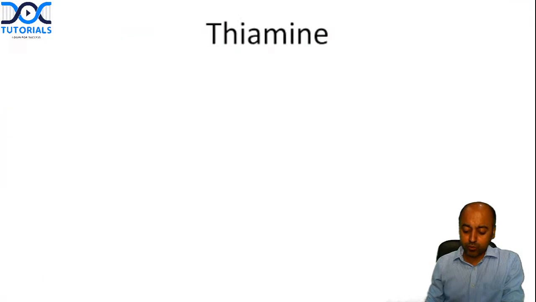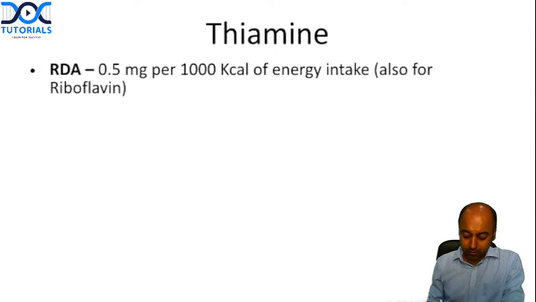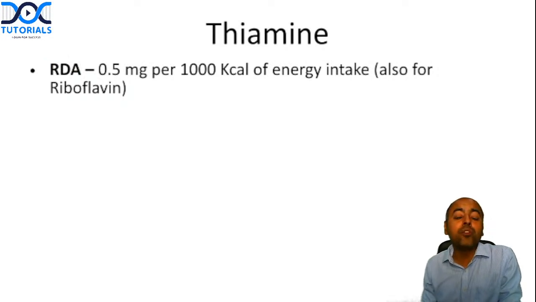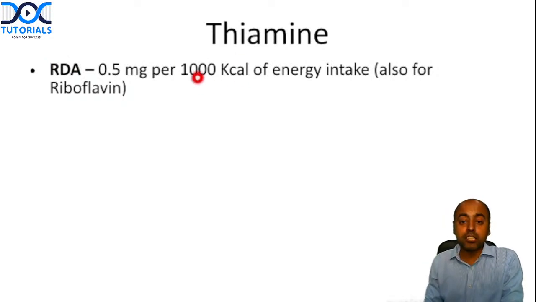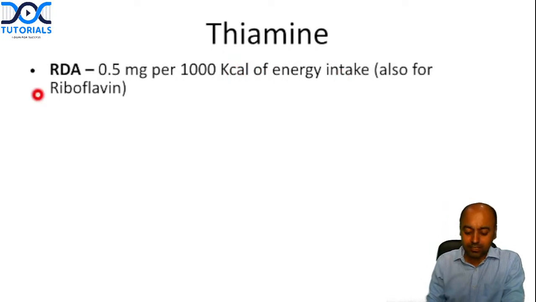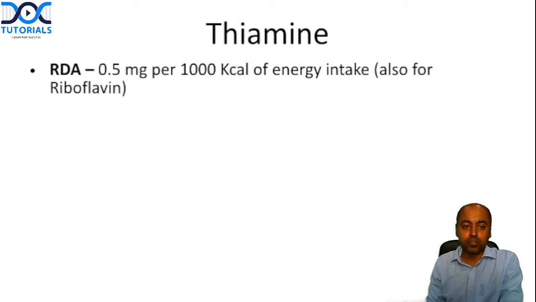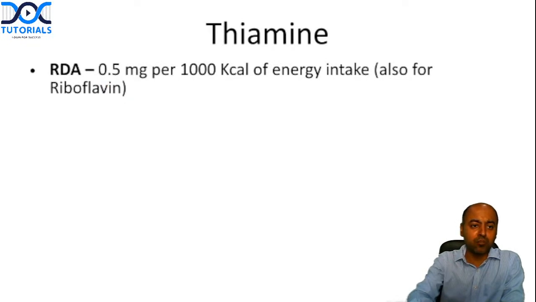What are the points you have to know about thiamine? Number one, the RDA. RDA is very unique for thiamine because it is not in terms of body weight, rather in terms of the energy consumption. You can see here it is described in terms of the energy consumption, 0.5 milligram per 1000 kilocalorie of the energy intake. Same for riboflavin also.